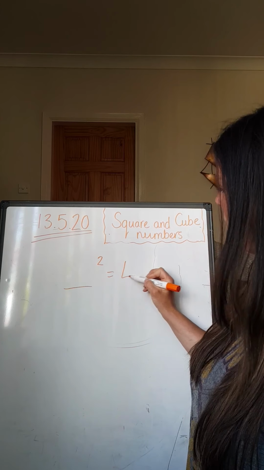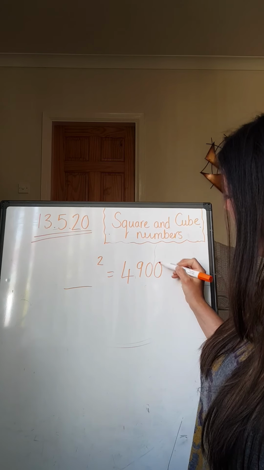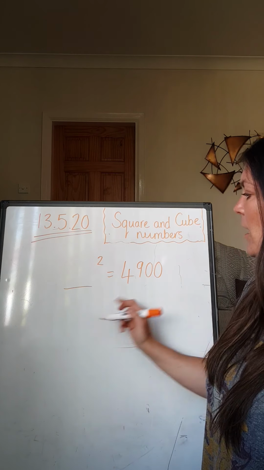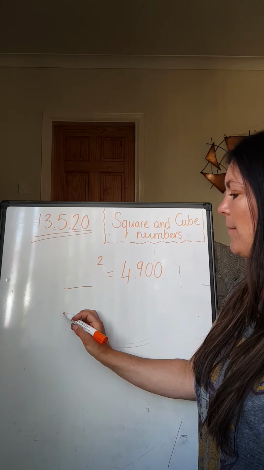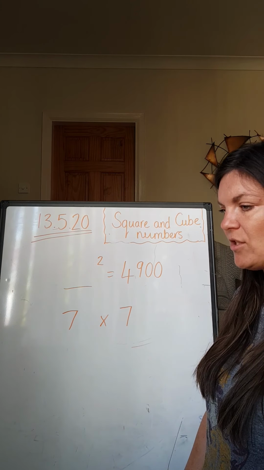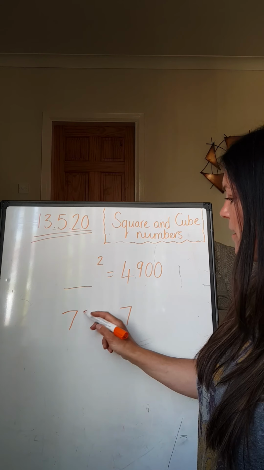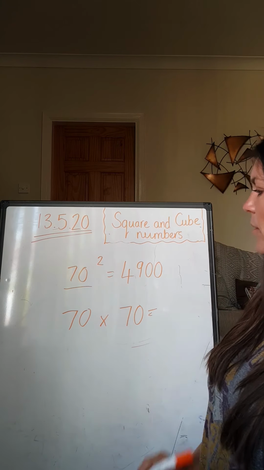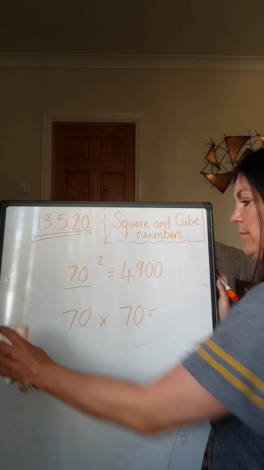Something squared equals 4,900. I think this should be in the section above, to be honest, because that's too easy. Now I know 49 is a multiple of 7, so I'm going to go for 7 times 7, which is 49. 7 squared is 49. Share the zeros out. My final answer is going to be 70 squared.